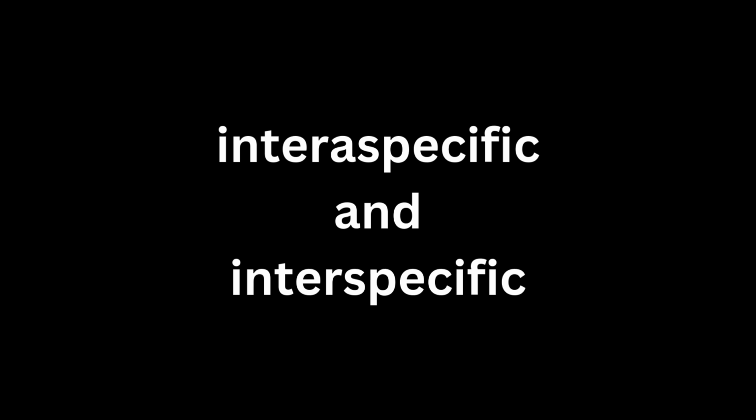Interactions occur within and among species. A community is made up of many interacting species. Interactions can occur between individuals of the same species or different species. When interactions occur between individuals of the same species, they are called intraspecific interactions. When interactions occur between individuals of different species, they are called interspecific interactions.